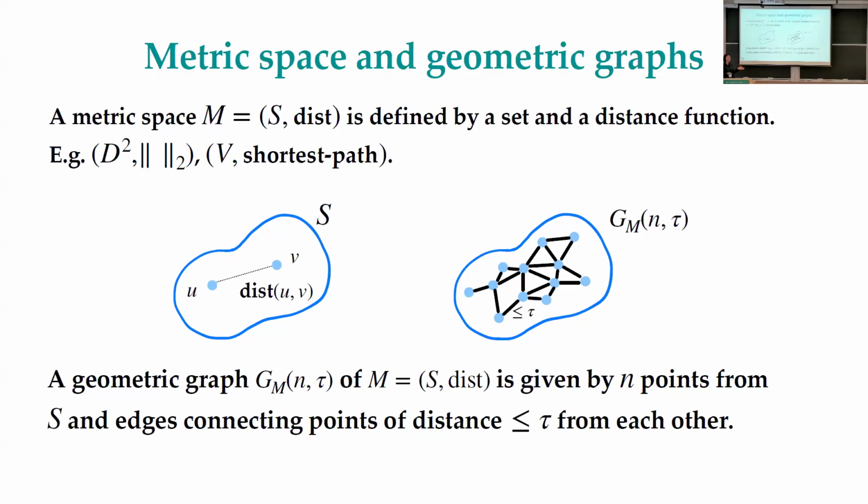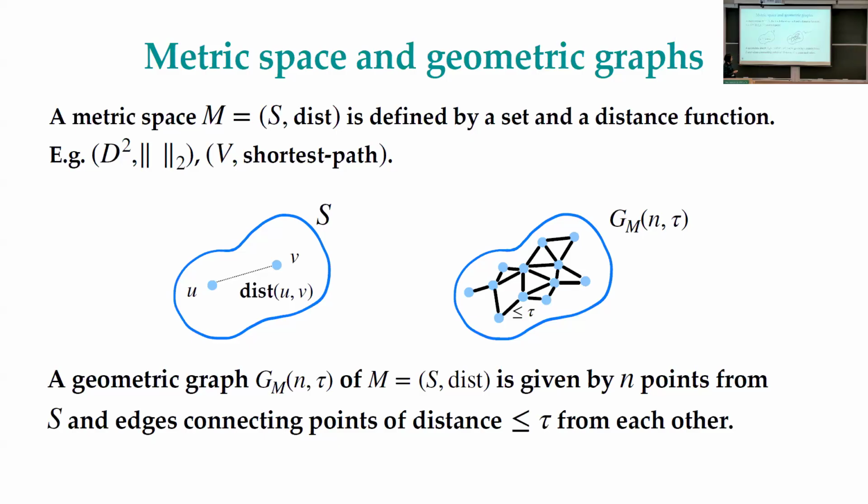The nice thing about this geometric graph is that it inherits some geometry from the underlying metric space. You can imagine that when placed nicely, for example if I sample the endpoints randomly, then in some sense it's a random discretization of the metric space itself, or a random smaller version of the metric space itself. This is how we think about these geometric graphs.